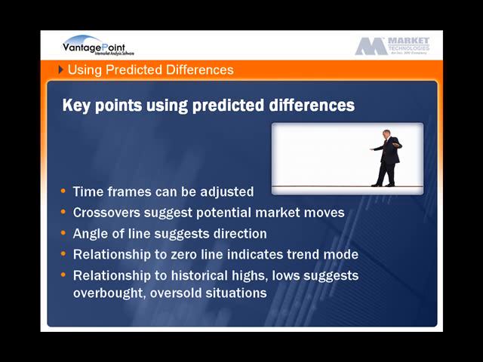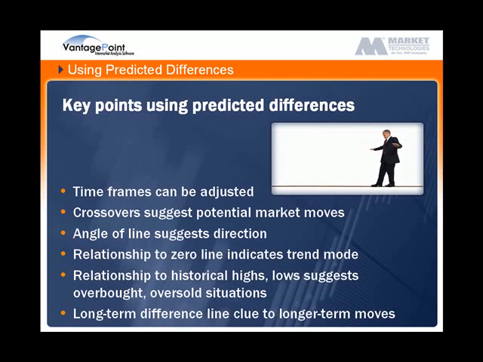Then the next thing is, if you want to look historically at how high, how low the predicted difference has gone in the past, it may suggest an overbought or oversold situation. And then finally, if you would like to look at the long-term difference line as a single line, one particular line to look at in VantagePoint indicators, that is the clue sometimes to the longer-term moves. As with the other indicators, I want to emphasize, be sure to use this indicator in conjunction with other indicators.